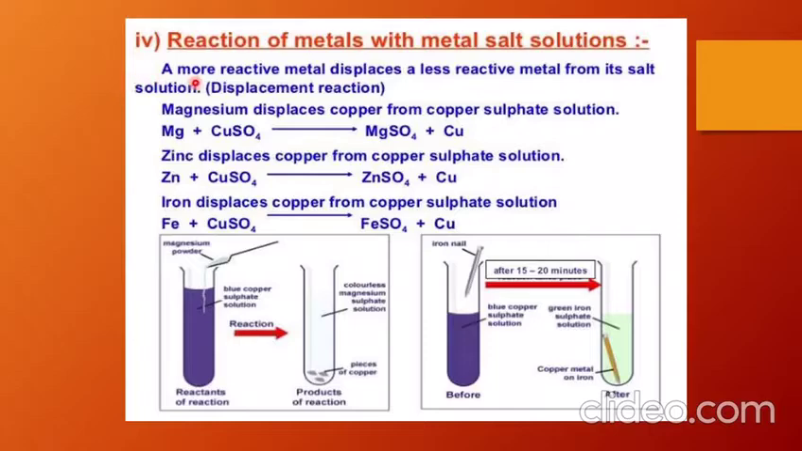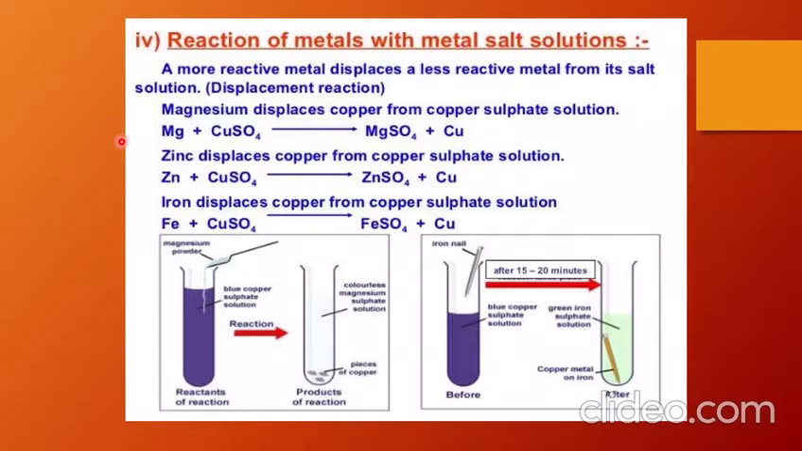Now, a more reactive metal displaces a less reactive metal from its salt solution, and this is the displacement reaction. So the relative reactivity of metals is found on the basis of displacement reaction. The basic principle of these reactions is that a more reactive metal can displace a less reactive metal from the solution of its salt. Thus, if metal A, like here magnesium is metal A, reacts with the salt solution of metal B, that is copper sulfate, then metal A can displace metal B from its salt solution.